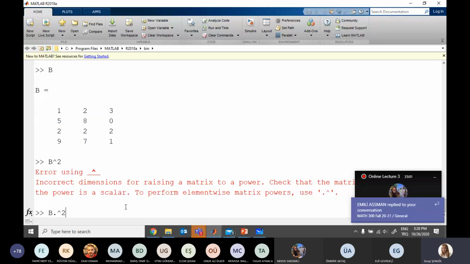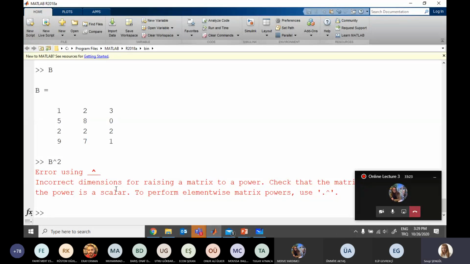What do I mean? You can understand with this example. Look at that. If I do B square, which means B times B, what will it be? This is 4 by 3 and another B is 4 by 3. Can I multiply 4 by 3 with 4 by 3? No, the size does not match. As you can see, once I try it, it says no, incorrect dimensions.